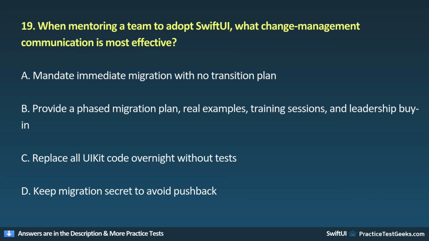19. When mentoring a team to adopt SwiftUI, what change management communication is most effective? A. Mandate immediate migration with no transition plan. B. Provide a phased migration plan, real examples, training sessions, and leadership buy-in. C. Replace all UIKit code overnight without tests. D. Keep migration secret to avoid pushback.